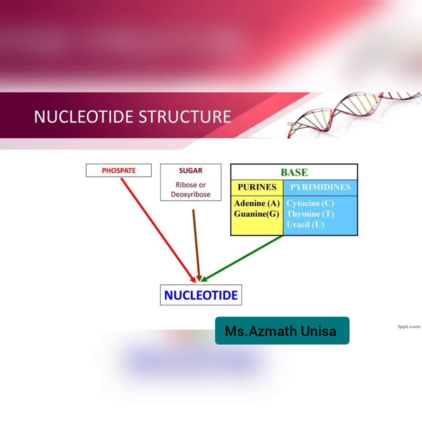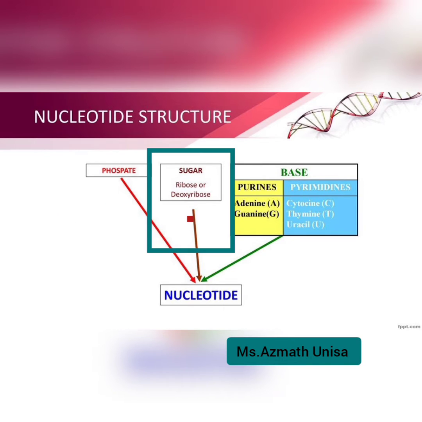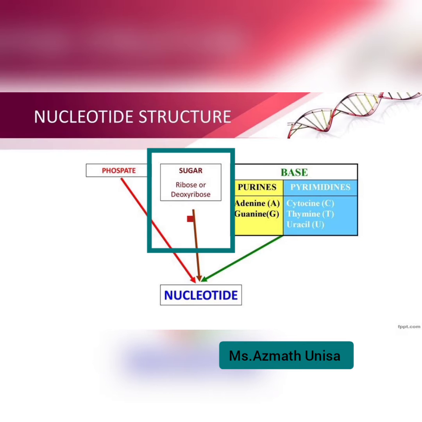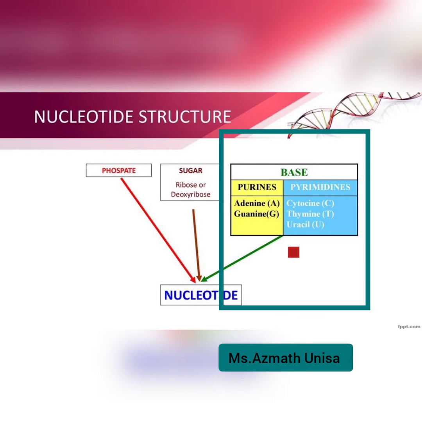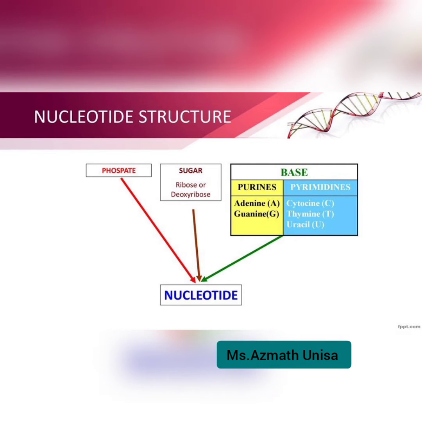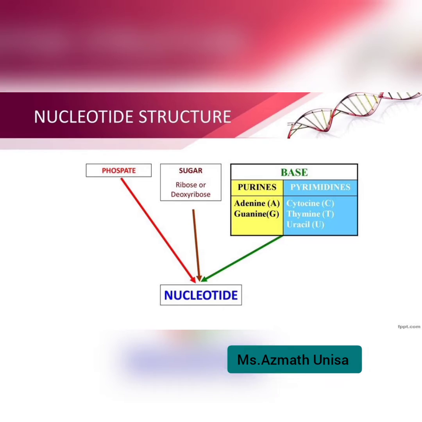As you can see here, it consists of the phosphate group and the sugar. This sugar is the pentose sugar. So it can be the ribose or the deoxyribose. And when talking about the base, it can be purines or pyrimidines. Purines are adenine and guanine, and pyrimidines are cytosine, thymine, and uracil.